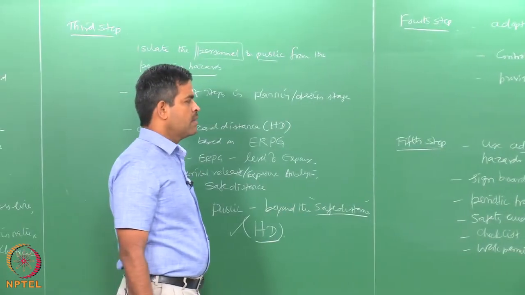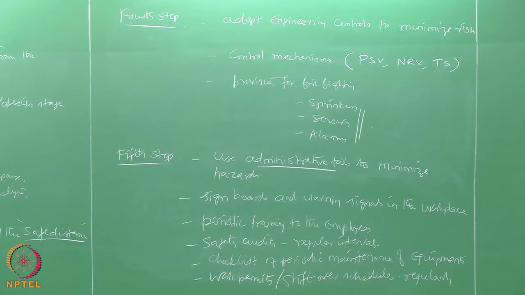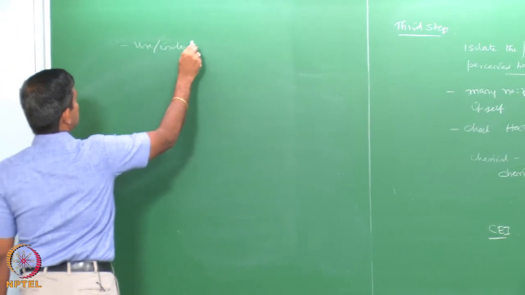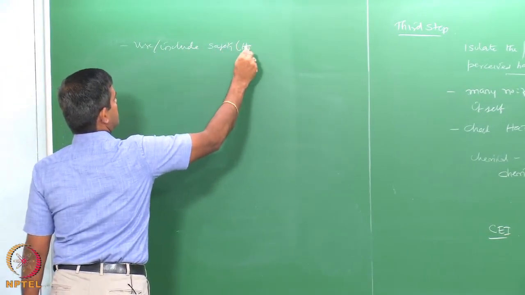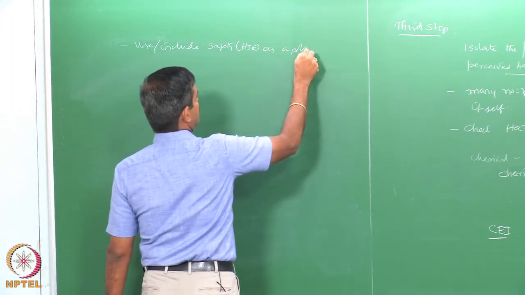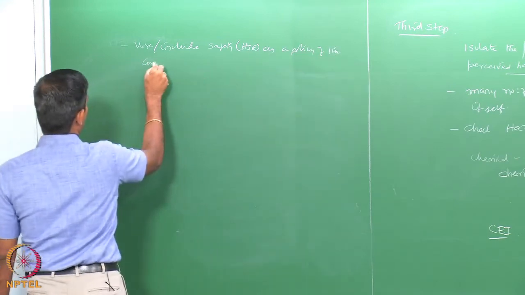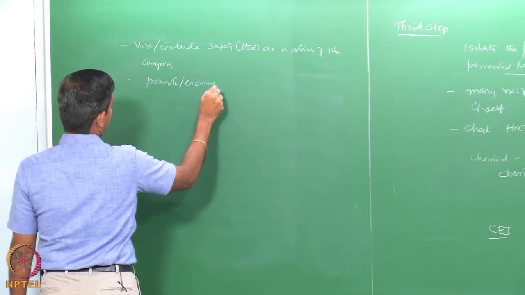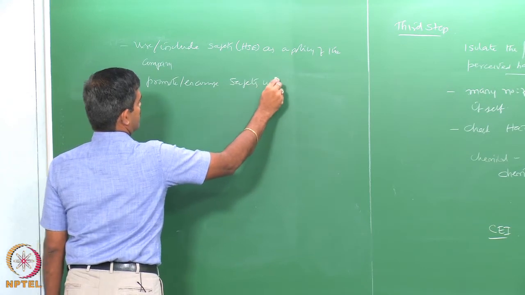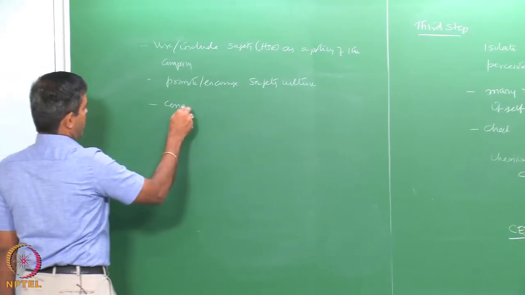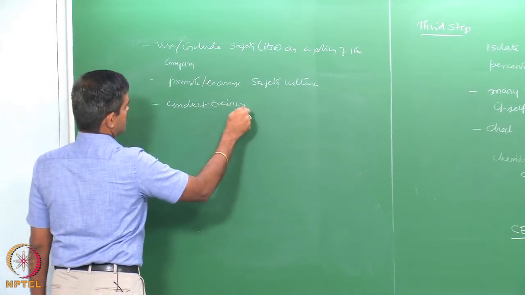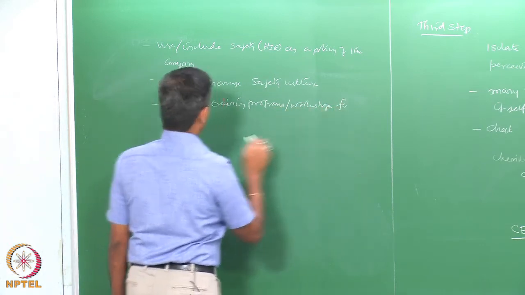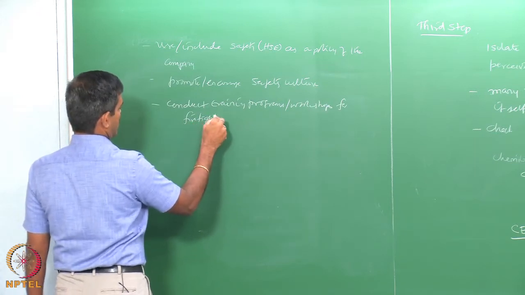So, all these can be administrative tools, and most importantly, include safety, that is HSE, as a policy of the company. Promote, encourage safety culture. Conduct training programs and workshops for firefighting, etc.